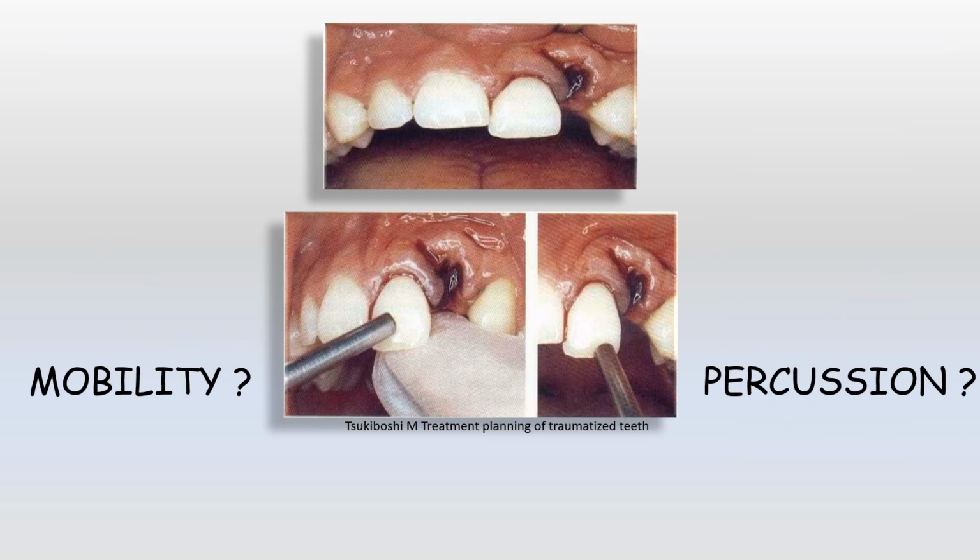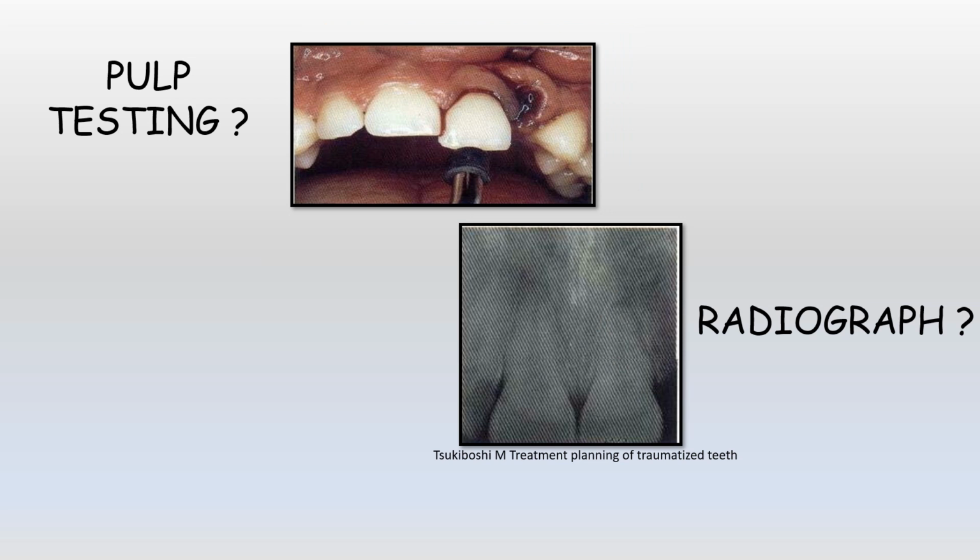I will explain with the help of a case. In this case, there is an extruded left central incisor and an avulsed lateral incisor. When the mobility of the central incisor was checked, it was very mobile. It can be moved in horizontal as well as axial direction. Then a percussion test was done. It revealed slight tenderness on percussion and a dull percussion tone. Next, pulp testing was done and the tooth did not respond. It gave a negative response.